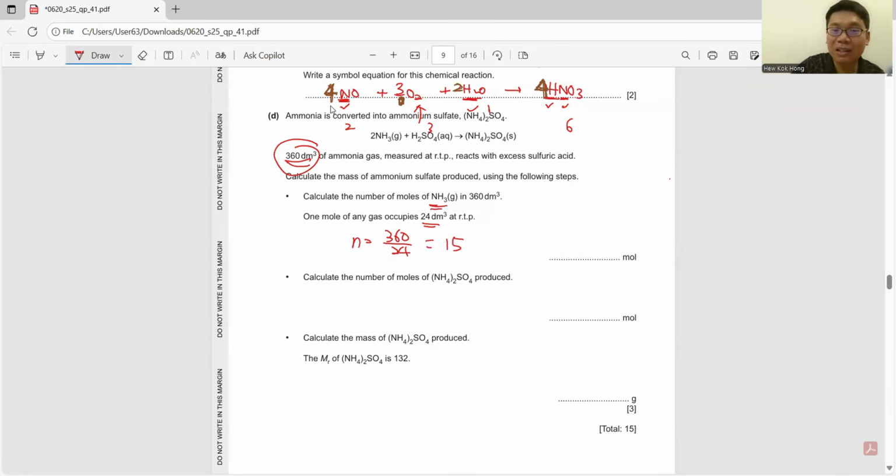That is 15 mole. Next, calculate the number of moles of ammonium sulfate produced. We already confirmed NH3 has 15 mole. How about this? We know the relationship is a 2 to 1 ratio. So here is 15, here will be half of it, 7.5. Next, calculate the mass of this that is produced. We already have the number of moles, we just times the relative molecular mass.